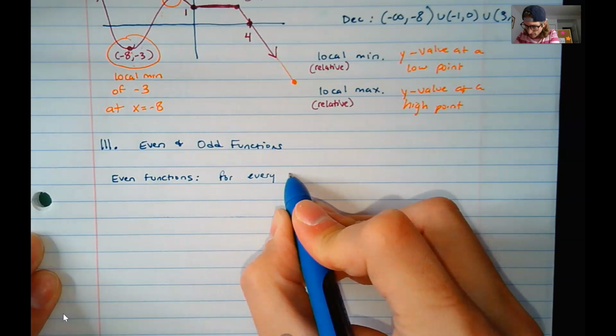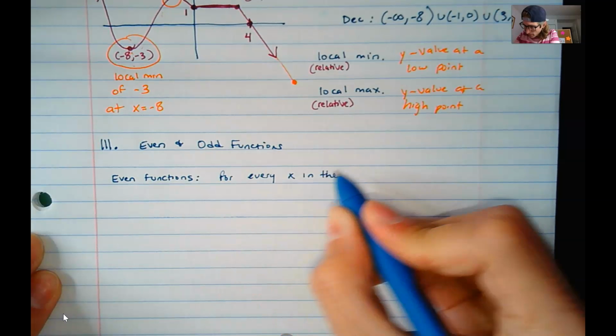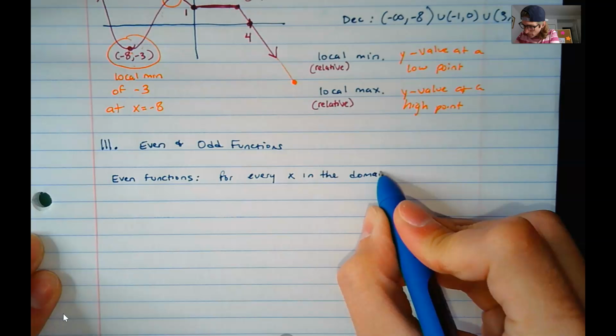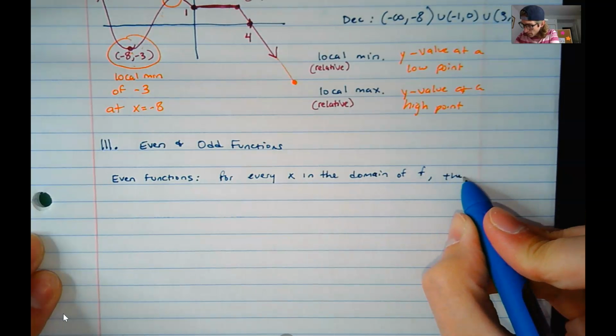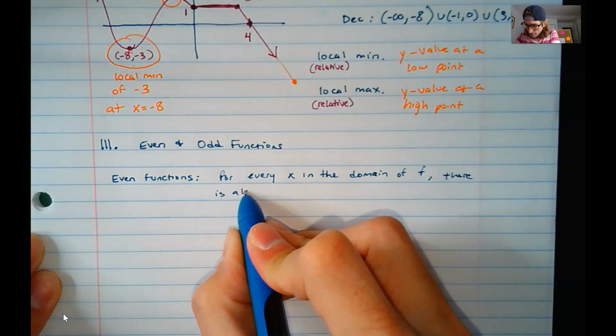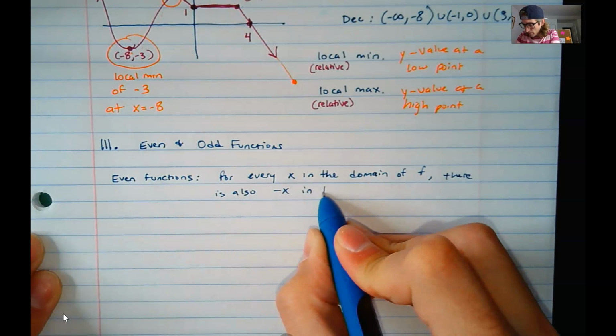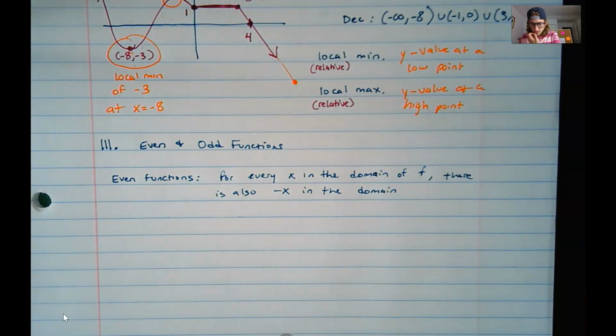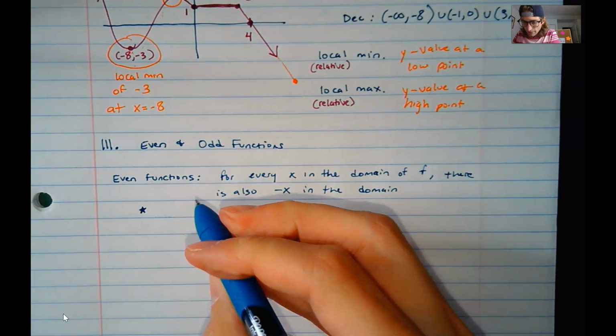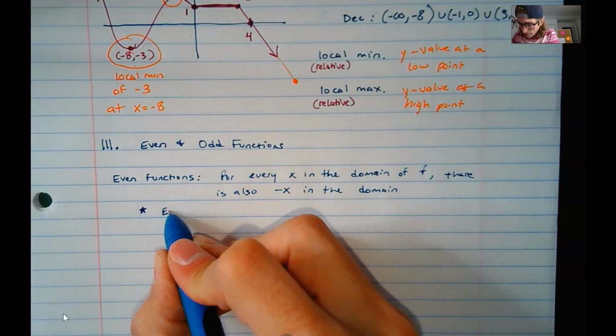For every x in the domain of whatever our function f is, there is also -x in the domain. Now that might not tell you what an even function is, but this is going to help you identify things that are even functions.